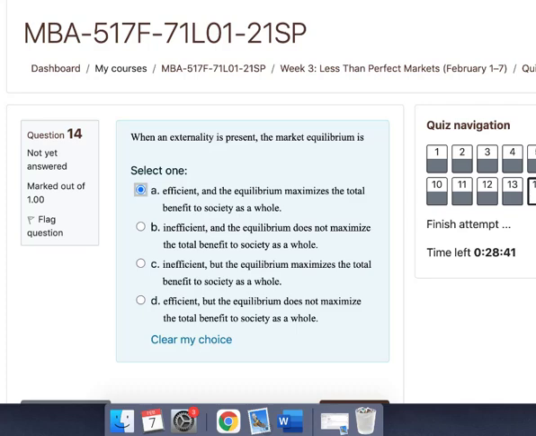Okay, Mitchell, I'm recording answers for you. When an externality is present, the market equilibrium is going to be inefficient, and the equilibrium does not maximize the total benefit to society as a whole. So this would be answer B in your case. And the answer to this is figure 3 in chapter 10.